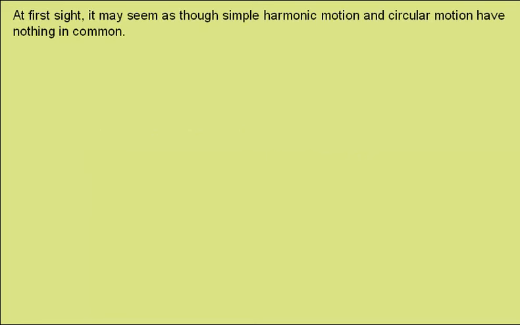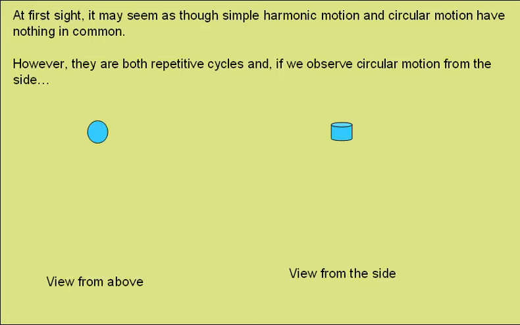Simple harmonic motion and circular motion. At first sight it may seem as though simple harmonic motion and circular motion have nothing in common. However, they're both repetitive cycles, and if we observe circular motion from the side, as we're going to do here, this is looking at an object from above, clearly exhibiting circular motion. Here we're looking at the same object but from the side, and this appears to be exhibiting simple harmonic motion.